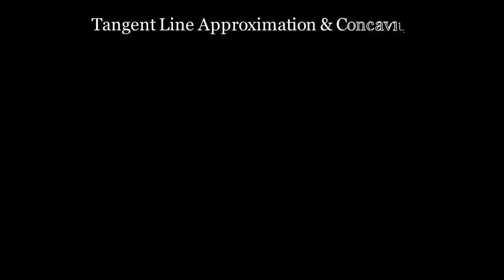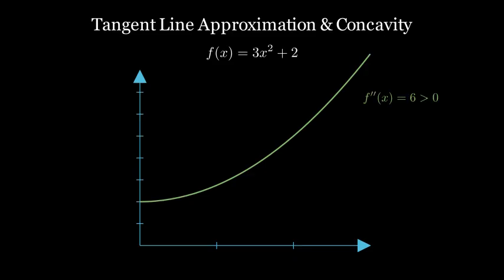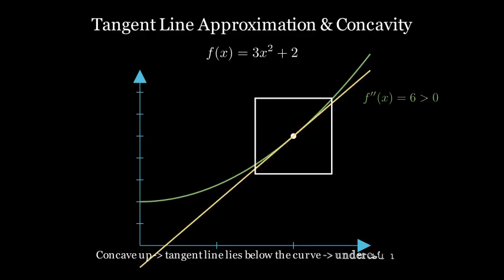Finally, let's connect concavity to tangent line approximations, using 3x squared plus 2. Since the second derivative is always 6, which is positive, this graph is always concave up. We draw the tangent line at x equals 1. Because the graph curves away above the tangent line.